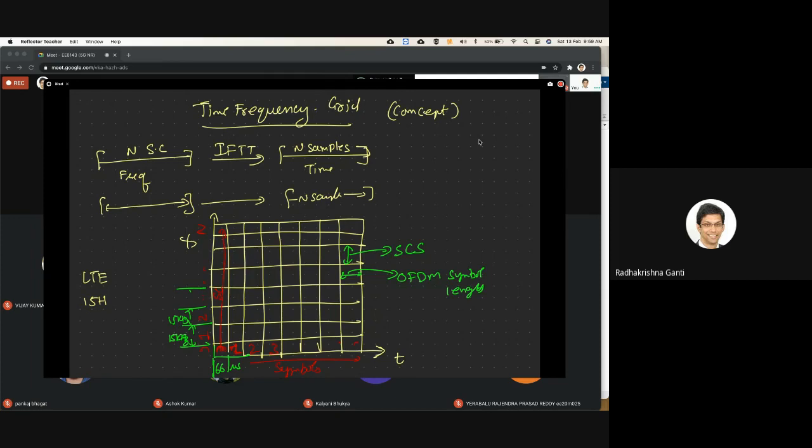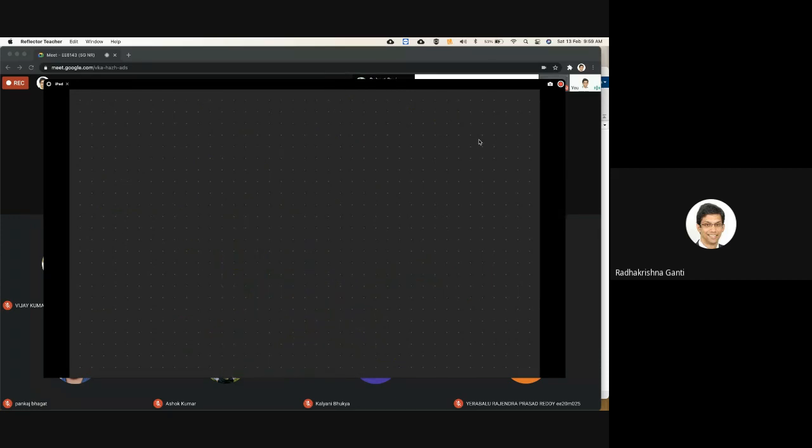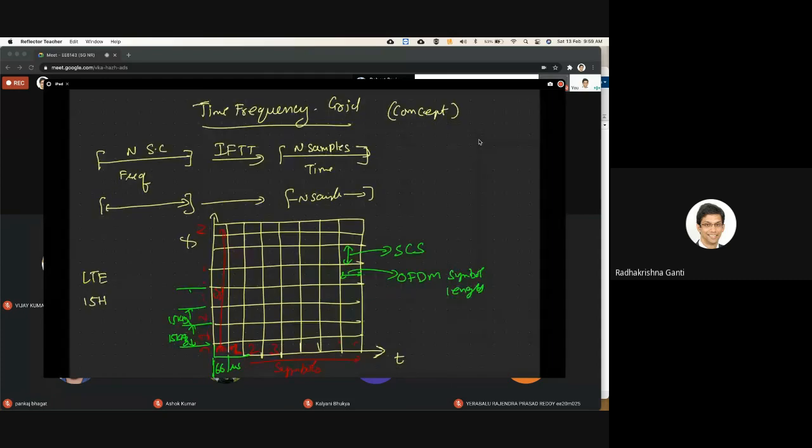Okay. So since we drew the grid here, let's just explain one simple concept, and then we'll go ahead. One of the important things that's required for the base station is multiple access. It should serve multiple users. And we saw both TDD and FDD, where resources are separate in time and resources are separate in frequency.